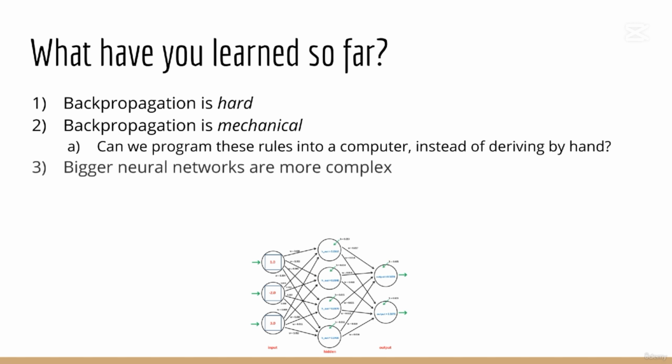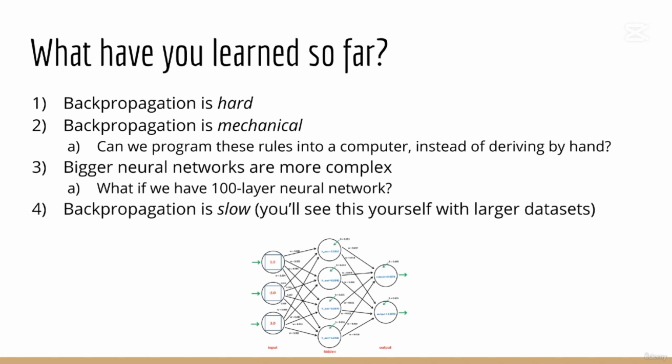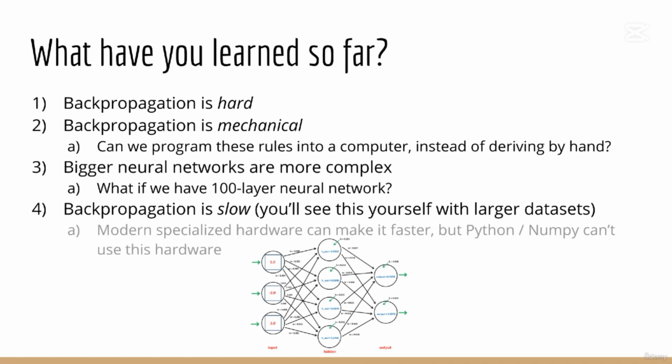Third, as your neural networks get bigger and bigger, the equations become more and more complex. So again, another reason why you might want to automate this process. If you imagine building a 100-layer neural network, it would be unreasonable to derive all the updates yourself. However, if you're smart about the recursive properties of backpropagation, doing this in a computer becomes manageable. Fourth, as you work with larger and larger datasets, you will come to realize that backpropagation is quite slow. In modern times, we have specialized hardware that can make these calculations faster. However, Python and NumPy are not built to take advantage of this hardware.